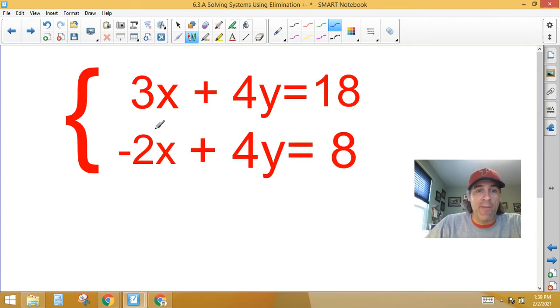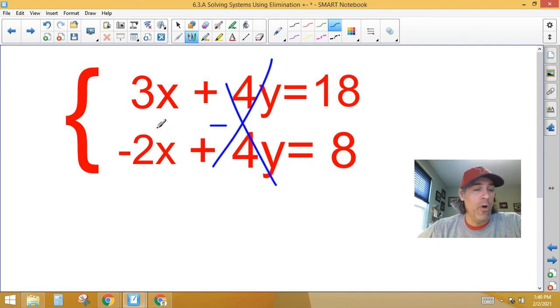So here I go. My x's, oh no, they're not opposite, they're not the same. My 4y's, I have a positive and a positive. The way to cancel out two of the same thing, whether they're both plus or both minus, is subtract it. 4y minus 4y cancels out. I'm also going to subtract here and subtract here. Notice I'm putting that subtraction sign in each spot. I want to be careful with negatives.